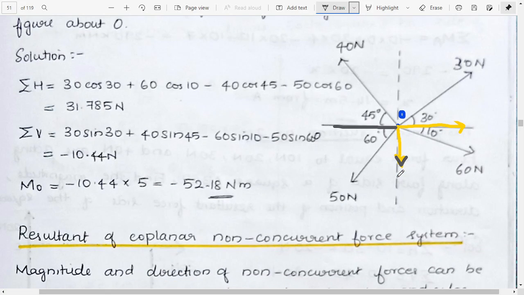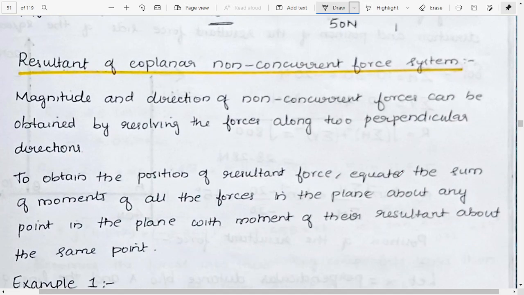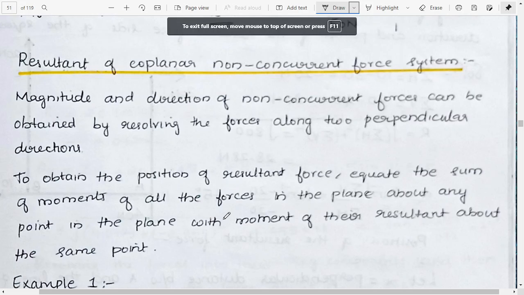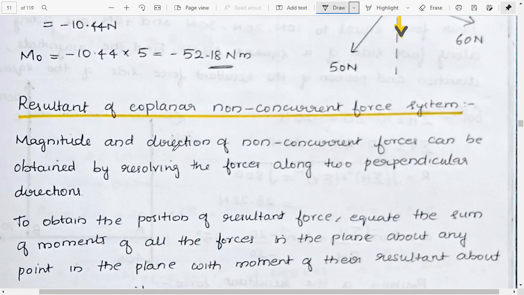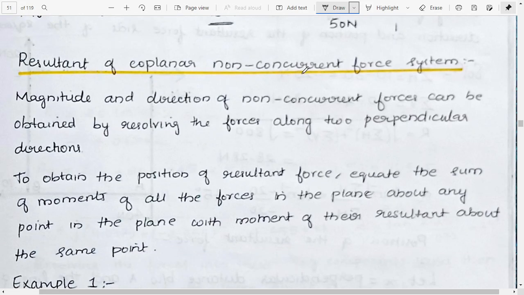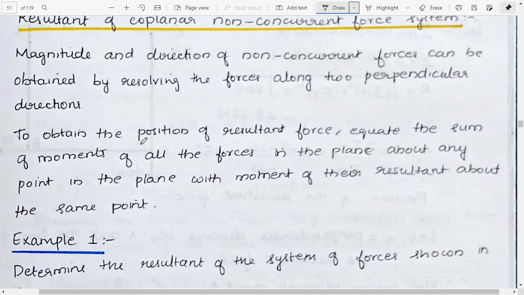Now let us move to the next one. So we are ending our session here, because next we'll be talking about the resultant of a coplanar non-concurrent force system. So we'll be doing that in the next session.